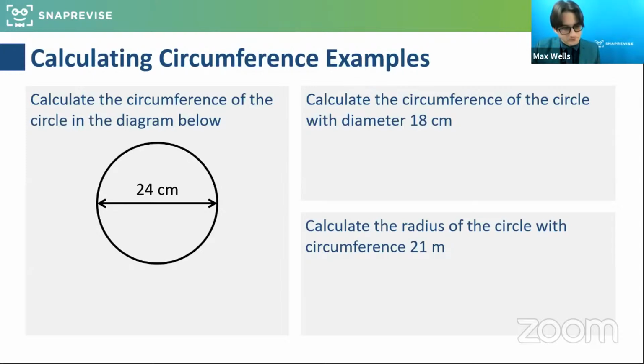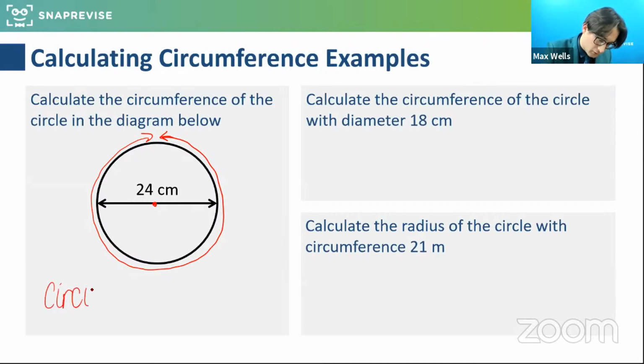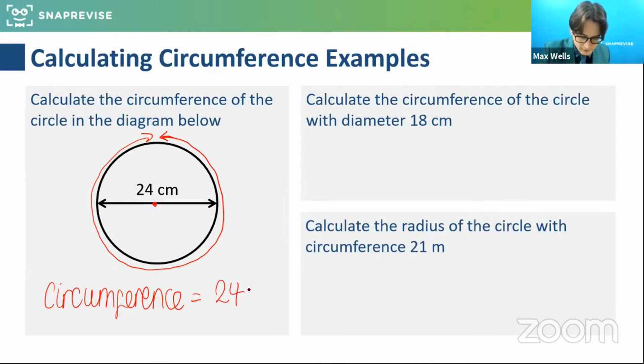Lovely. So this one, calculate the circumference. Remember, we want the length around the edge. Given that we've been told the diameter. So I've been told the diameter, I want that length. So if the diameter is 24, the radius is 12, it's half of that. But I want the circumference. So what I can do here is the circumference equals 24, the diameter times pi. Or double the radius, which would be 24, times pi.